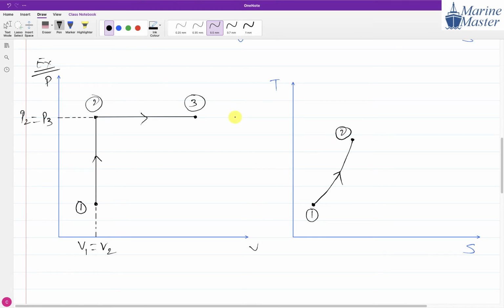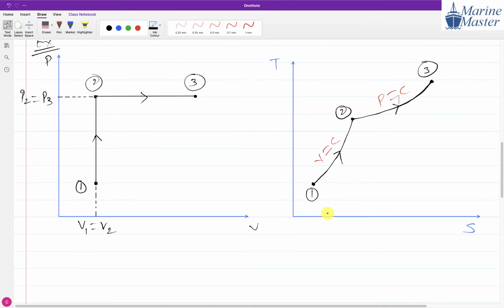What is my point? The slope of the constant volume process will be higher compared to the constant pressure process on a TS diagram. Higher slope means more towards vertical, a little bit steeper. And for the constant pressure process, 2 to 3, the slope will be less. And now you will say, sir, why is it like that?